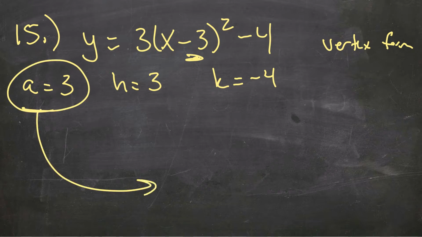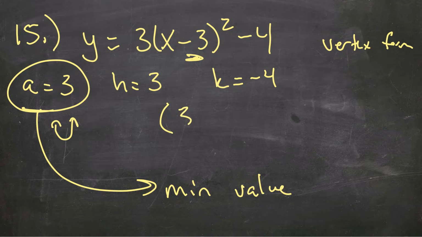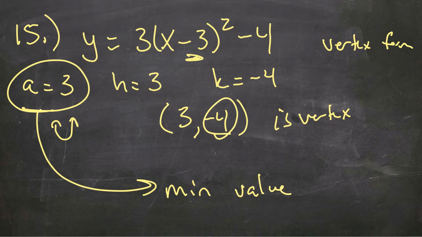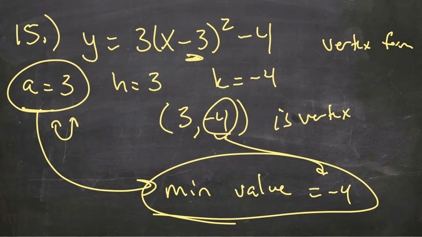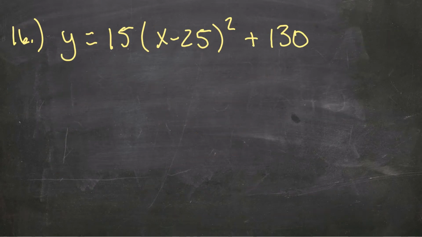A tells me that since A is positive, it's a U, which tells me I know my answer is going to be min value. Now, vertex form is really easy because I already know the vertex. The vertex is 3, negative 4. That is not the min value, just negative 4 is. So I say min value is negative 4, and that's your answer. And that's it for 15.